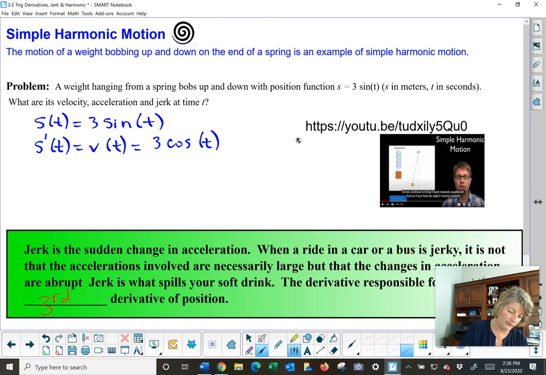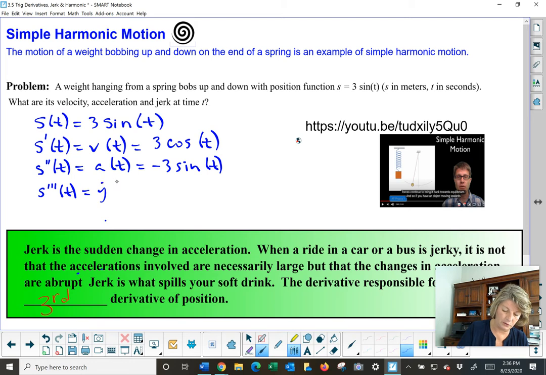Take another derivative. So s double prime gets us to acceleration, a of t. And the derivative of cosine is negative sine, so I'm going to have negative 3 sine of t. And finally, the third derivative gets us to jerk. I'm just going to do j of t is equal to negative 3 cosine of t. Interesting. That wasn't too hard. And they didn't really ask us at any specific time. So we got them all.